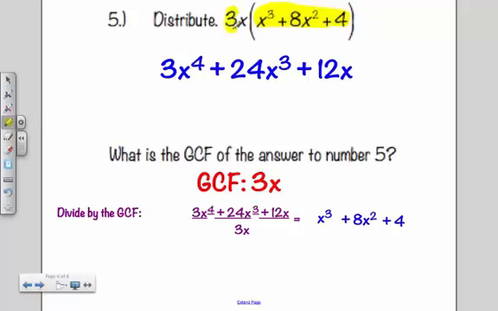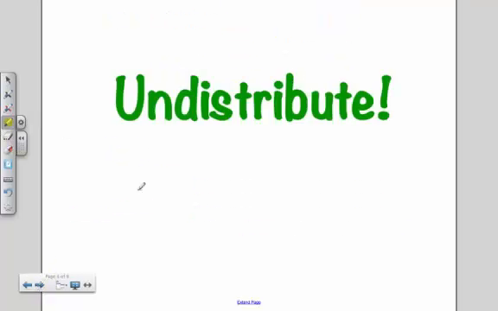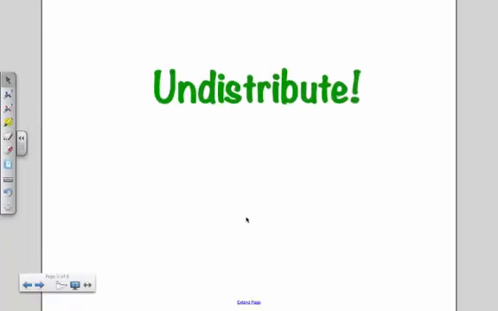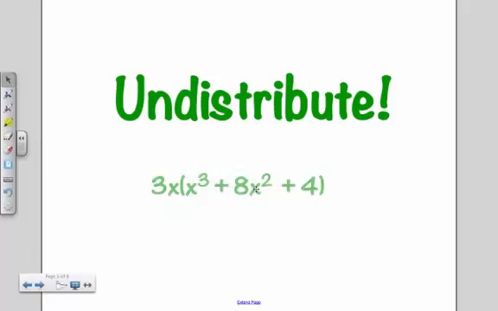And our GCF is the number that's on the outside of the parentheses. So basically, when you're factoring by GCF, all you're doing is you're just going to undistribute. Okay, and that example is shown right here.